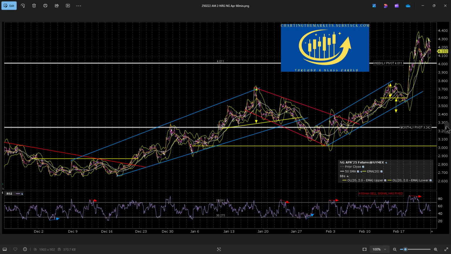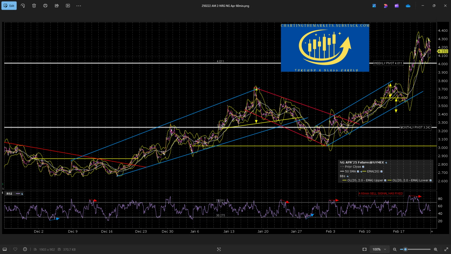NG still looks like it's forming a bull flag, wasn't really affected. The 60-minute sell signal is fixed and hasn't made the possible near miss target yet. If we're forming a flag, I'd be looking for a move down into about the 3.95, 3.97 area, and then go up from there. We'll see if that delivers.